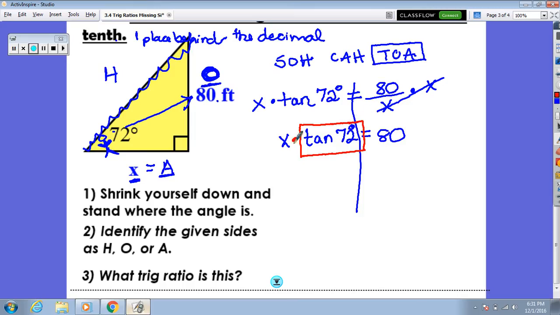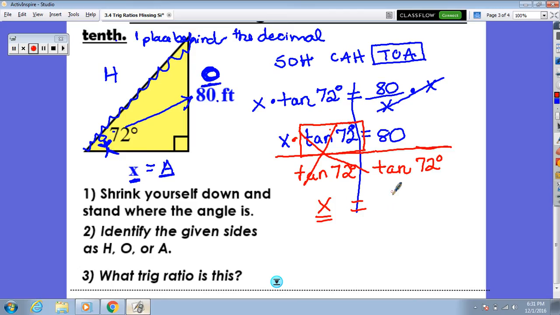Remember that we were multiplying x times this, so the opposite would be to divide by what we want to get rid of, which is tangent of 72 degrees. We are simply doing the opposite operation. This is why algebra is so important before you take geometry, because you have to know how to eliminate things. So tangent divided by tangent, that cancels out. All of that's gone. We have x by itself, which is what we wanted. And this side is going to give me my answer.